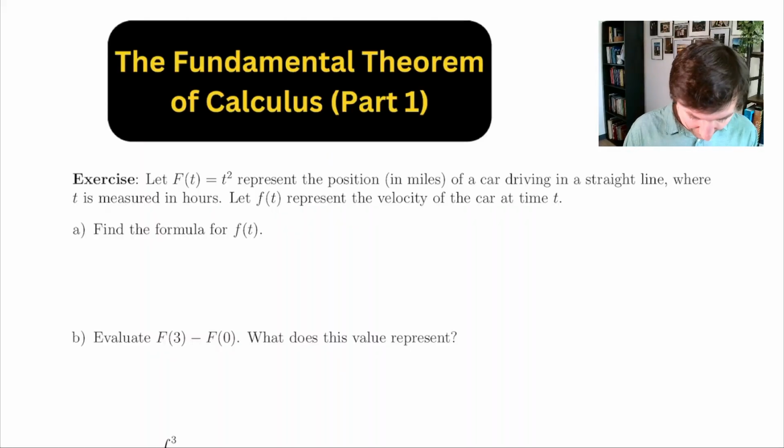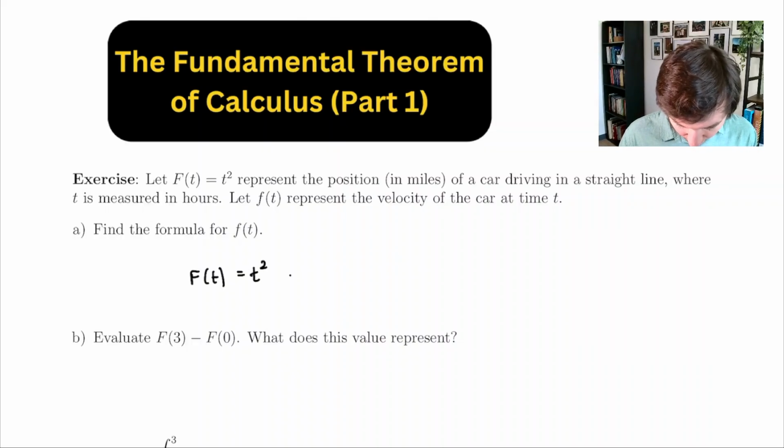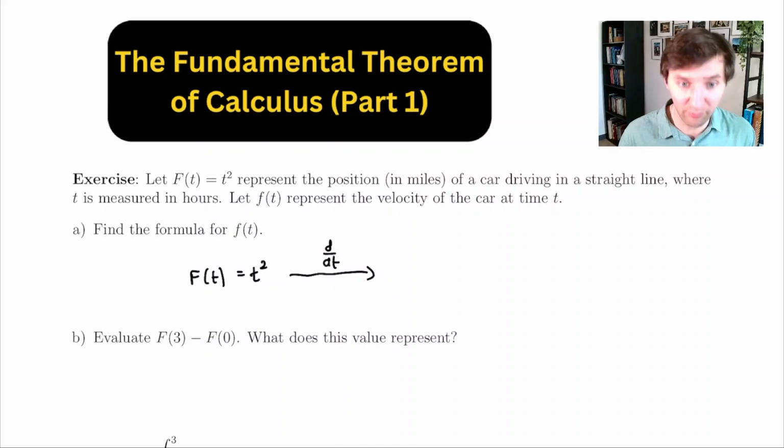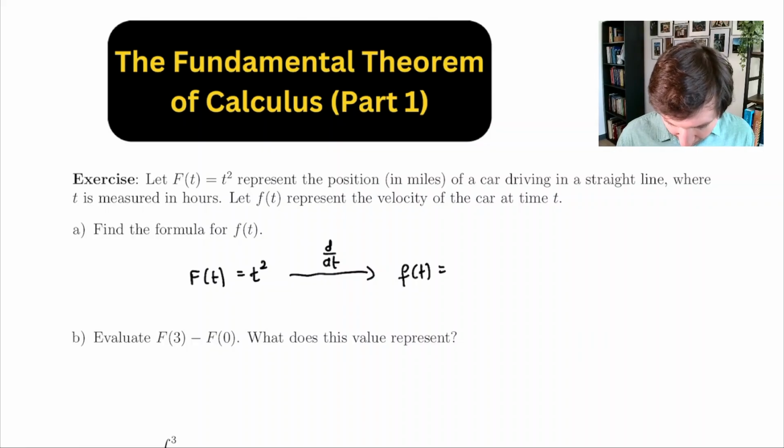We know that the position function is given by capital F of t and equals t squared. To find velocity, we simply need to take the derivative of the position function. Velocity is the derivative of the position function. When we do that, we get that the velocity is 2t.